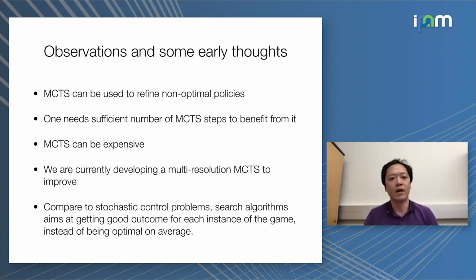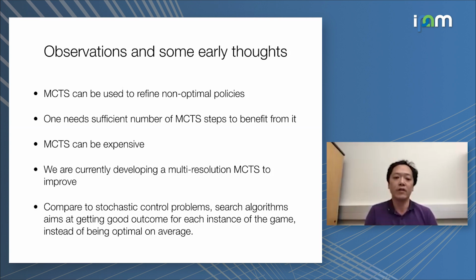What we have demonstrated is that one can use Monte-Carlo-Tree Search to refine non-optimal policies to make them more optimal. And one needs a sufficient number of steps in order to benefit, okay? Because you need a sufficient number of steps, Monte-Carlo Tree Search could be expensive if you are careless. And if we want to refine the policy, the cost of evaluating the policy during a Monte-Carlo-Tree search will become a concern, because that could be very expensive cumulatively.